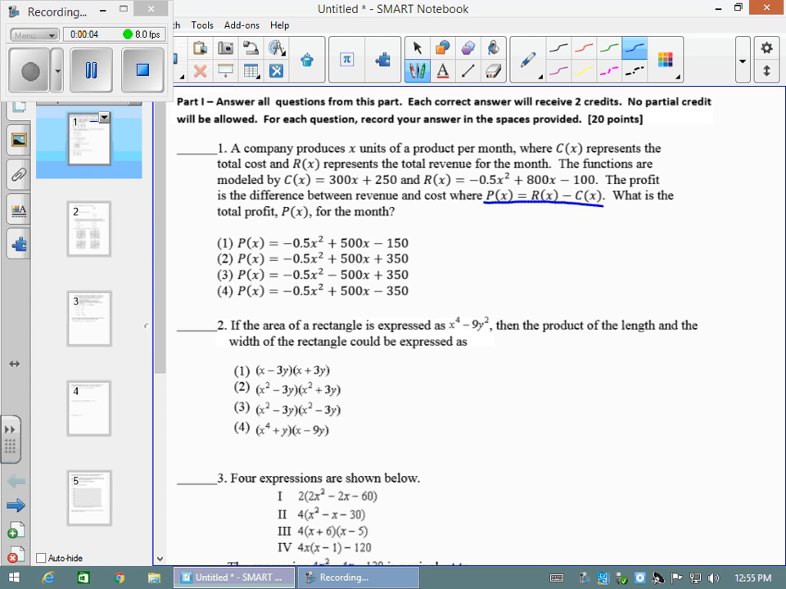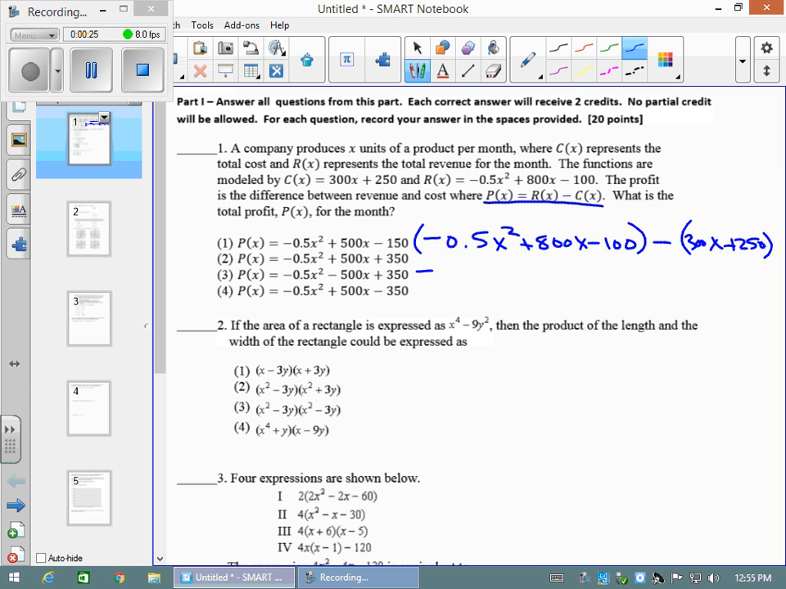Revenue minus cost. So if you want to find the profit in terms of x, take the revenue, which is negative 5x squared plus 800x minus 100, and subtract the cost, which is 300x plus 200.